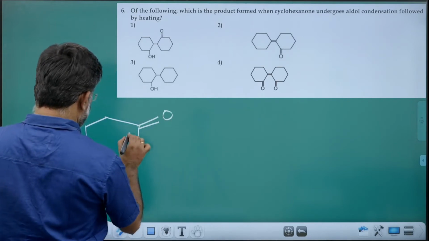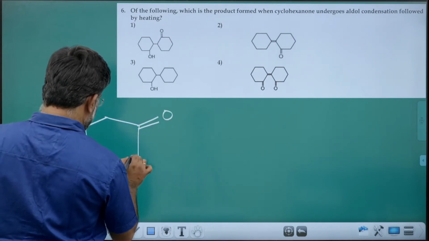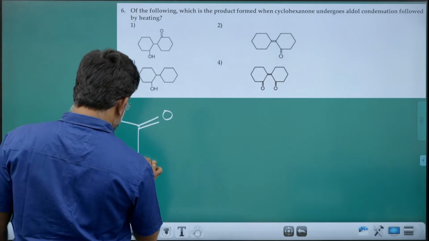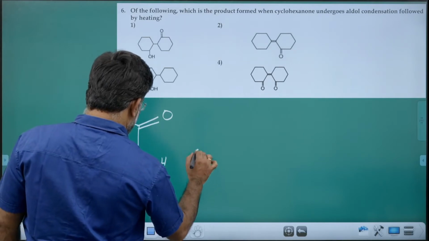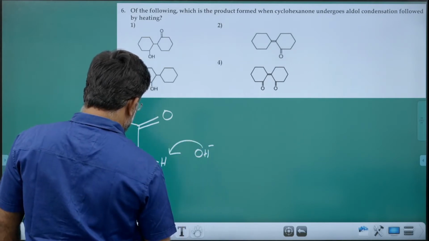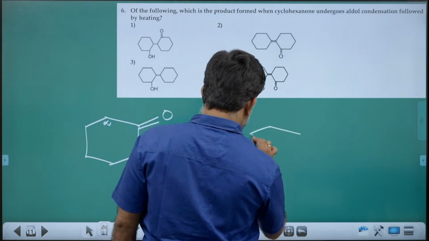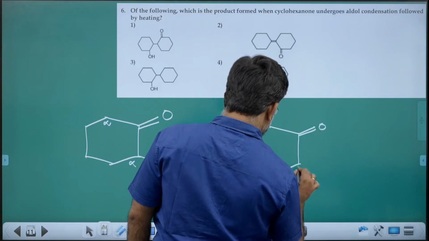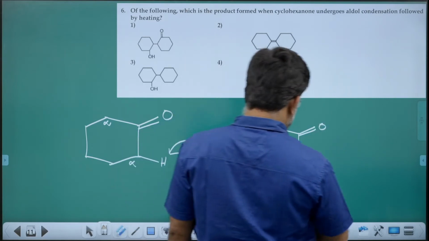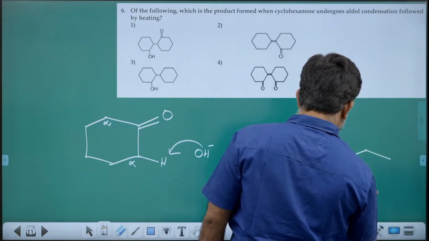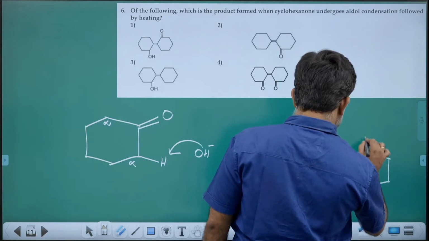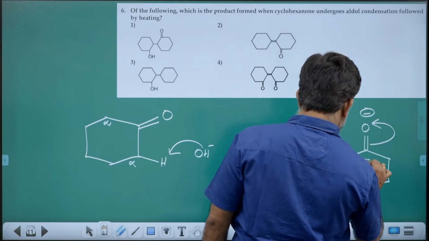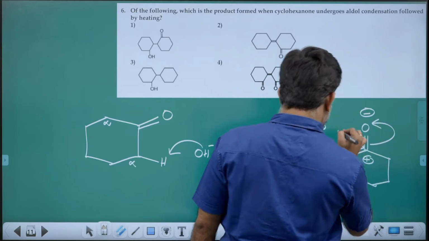This is cyclohexanone, and this is alpha carbon, and this is also alpha carbon. One of the hydrogens from here will be attacked by alkali, and you are going to get a carbanion, with a minus here. This will attack the next molecule of cyclohexanone, which is polarizing like this, and this is attacking over here.